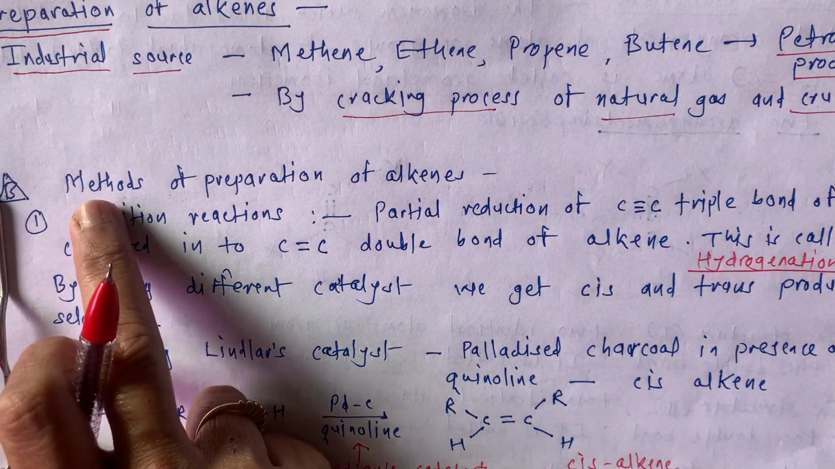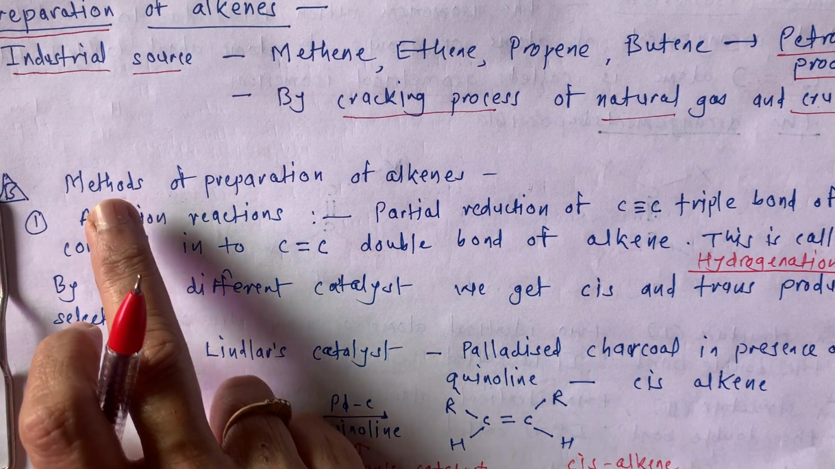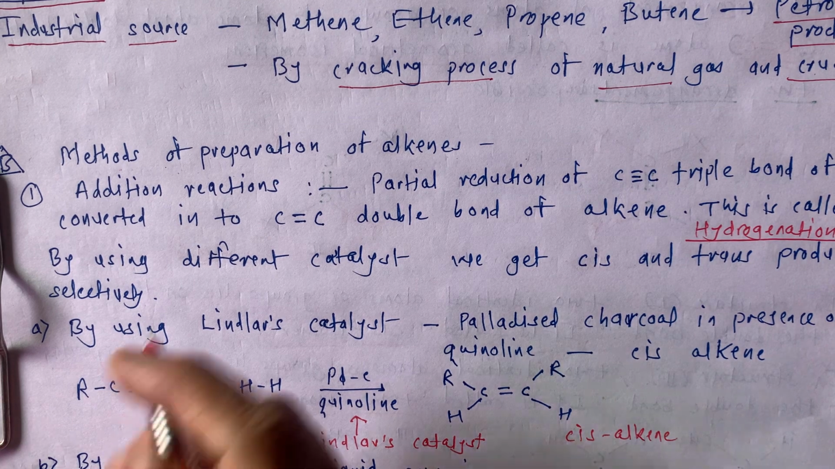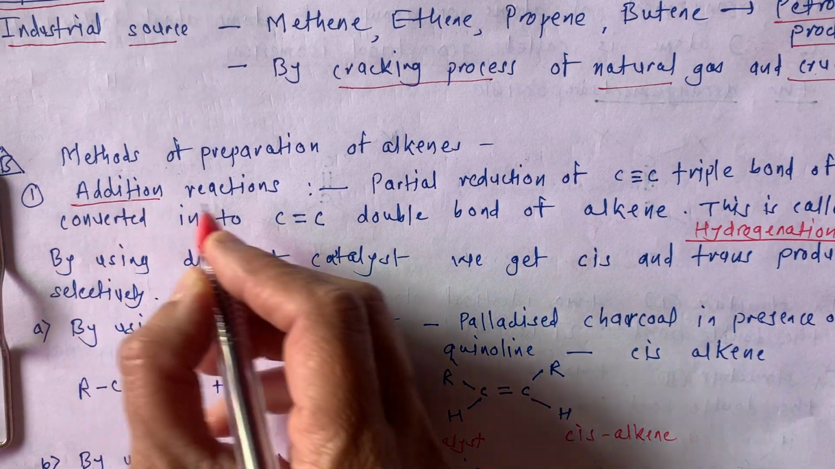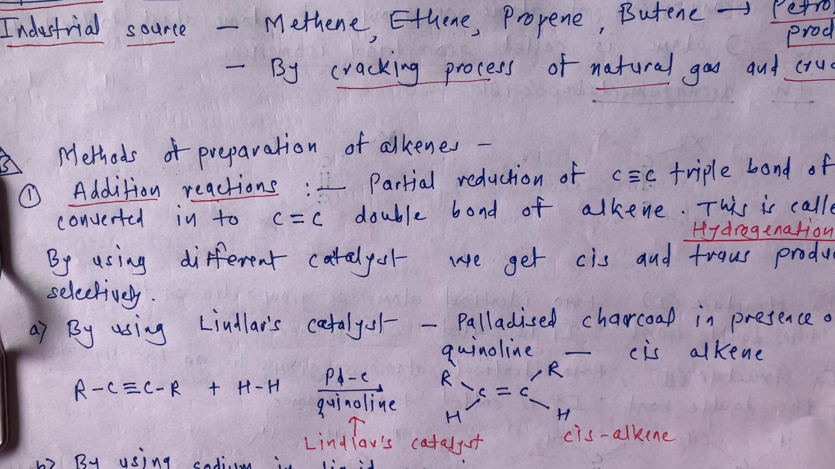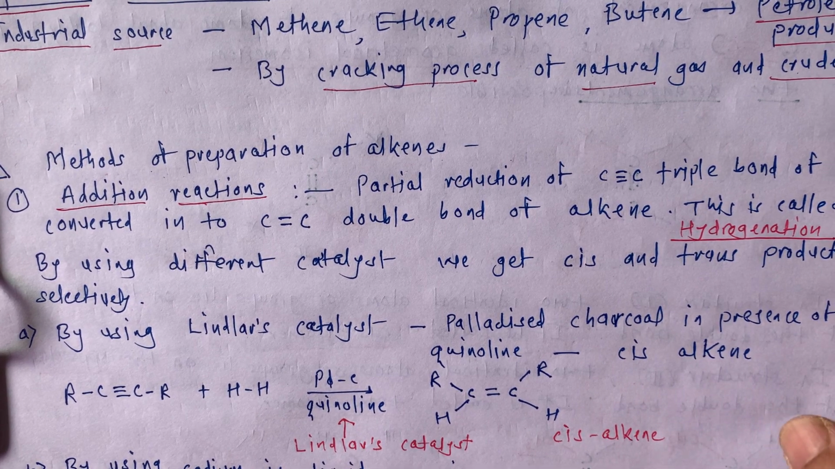Then next are the laboratory methods of preparation of alkenes. First of all, just like alkane, we are going to see addition reactions. In alkanes we know the addition reaction, where from alkene we get alkane, similarly from alkyne we get alkane. That is the addition reaction, and that addition is nothing but addition of hydrogens.